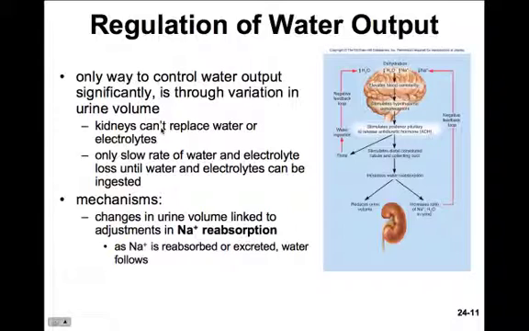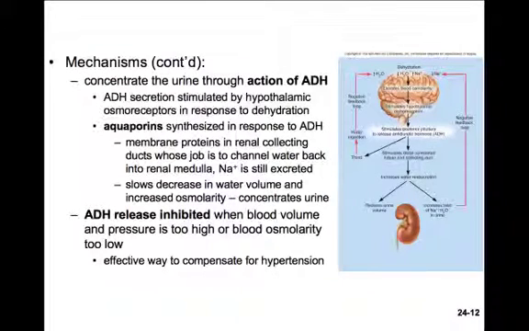Now, regulation of water output. There's only one way we can really control any of the water output, and that's through varying the urine volume. So the kidneys can't replace water or electrolytes. They can just control the release of water and electrolyte. There's several mechanisms. First of all, changes in urine volume are going to be linked to adjustments in sodium reabsorption. As sodium is reabsorbed or excreted, water is going to follow. So the action of antidiuretic hormone is going to concentrate the urine.